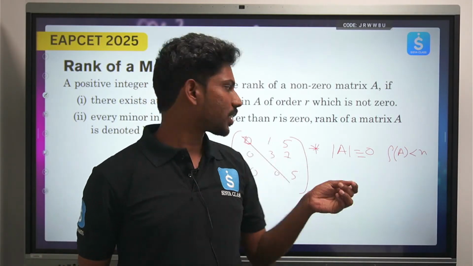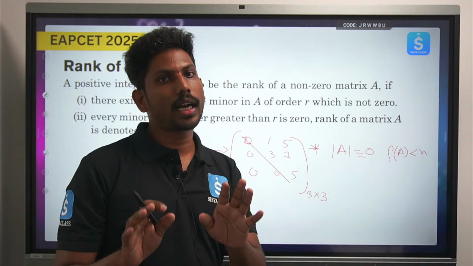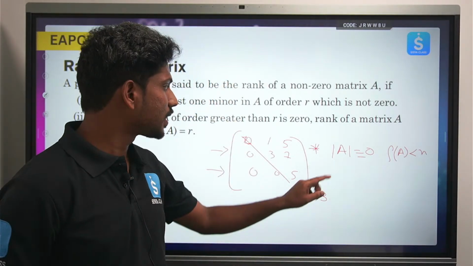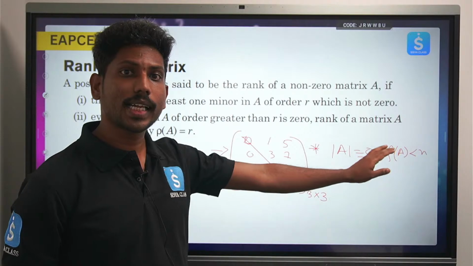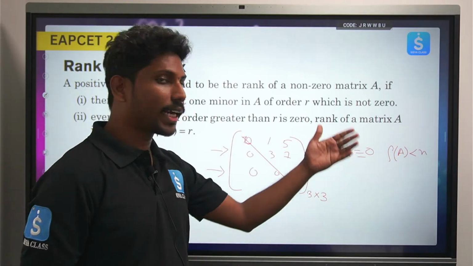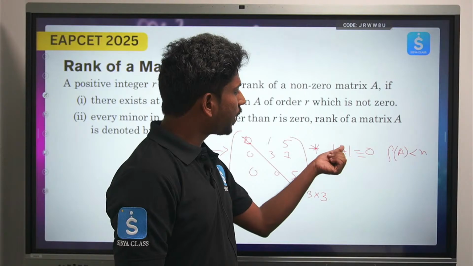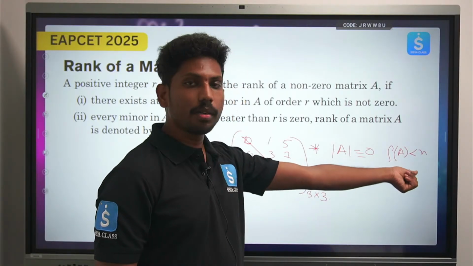Definitely not 0, because a rank of 0 comes only if it is a null matrix, a zero matrix. Otherwise all non-zero matrices have rank at least 1 or greater than 1. So at least 1.